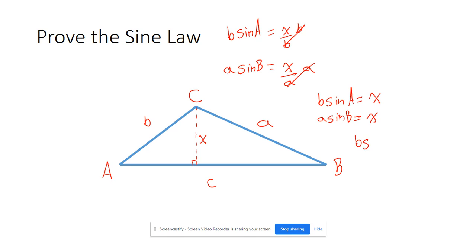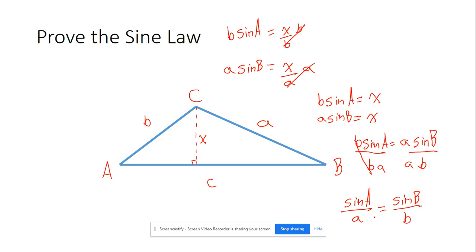So we have B sine A equals A sine B. Next, I'm going to divide both sides by B, with cancellation over here, and then divide both sides by A. So we get sine A over A equals sine B over B. And this is the sine law that we're going to use.